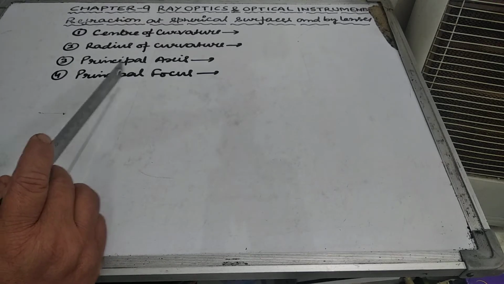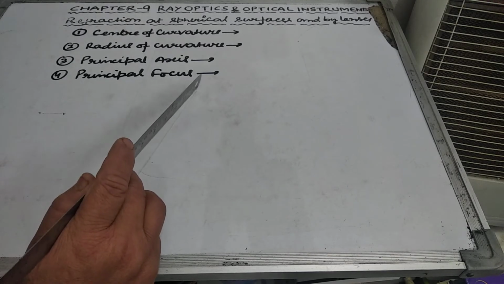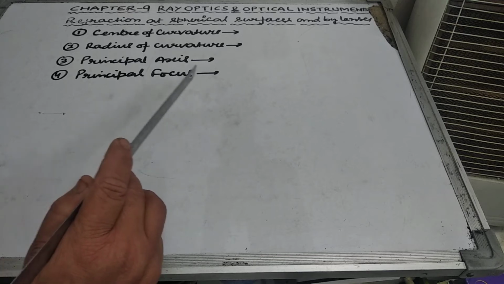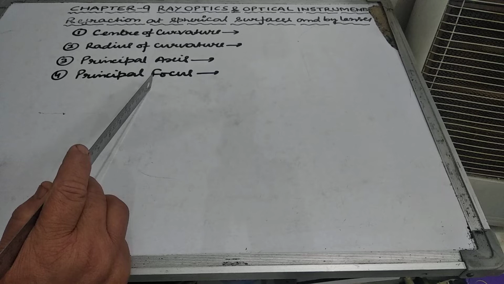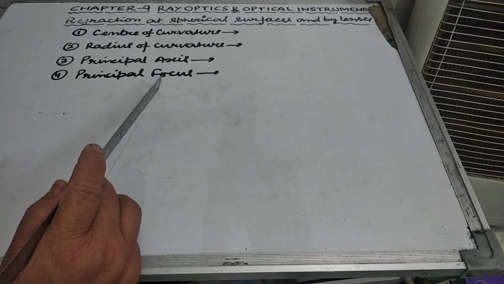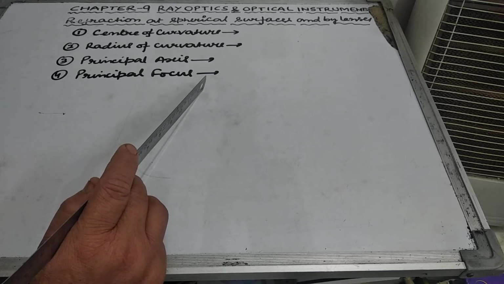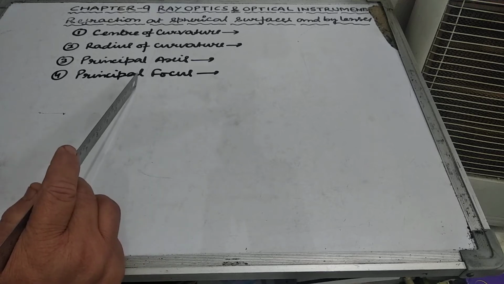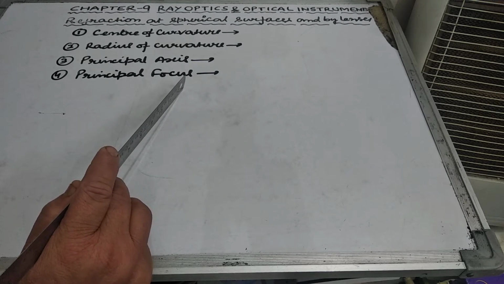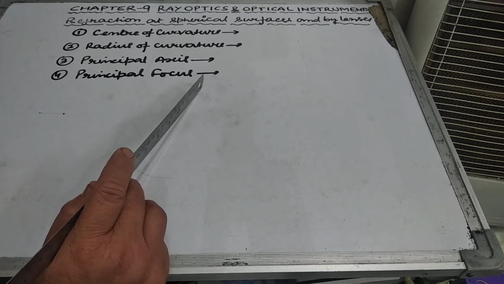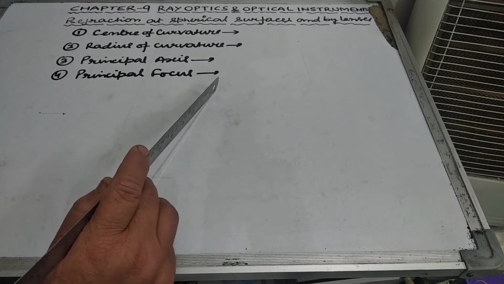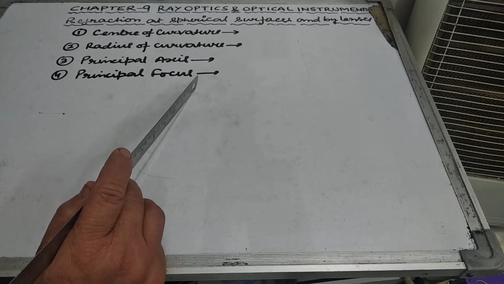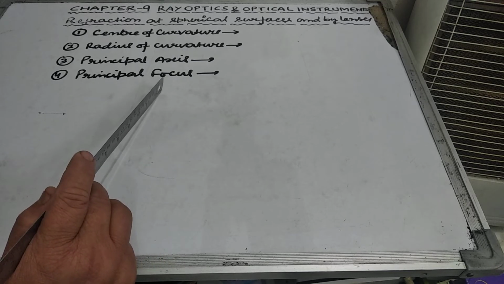The focus on the side of the original source of light is called the first focal point, whereas the other is called the second focal point. The point to be noted is that the two focus F1 and F2 of a double convex lens or double concave lens are equidistant from the optical center.